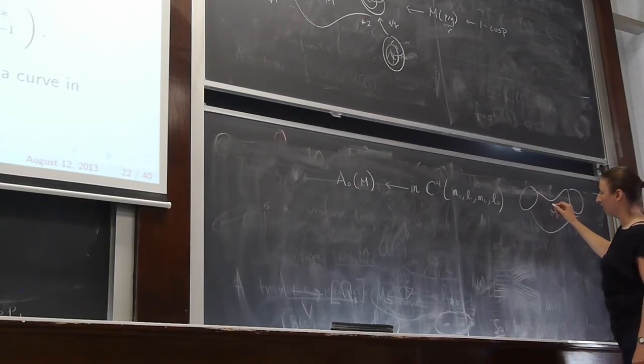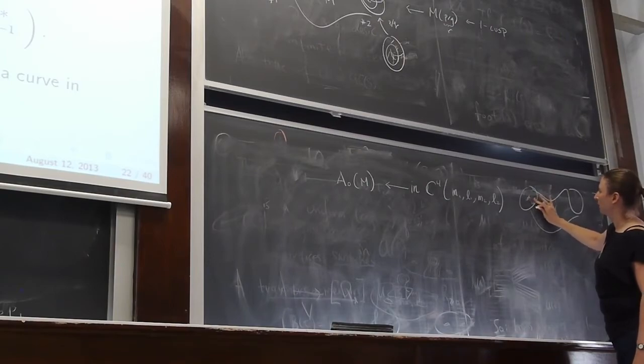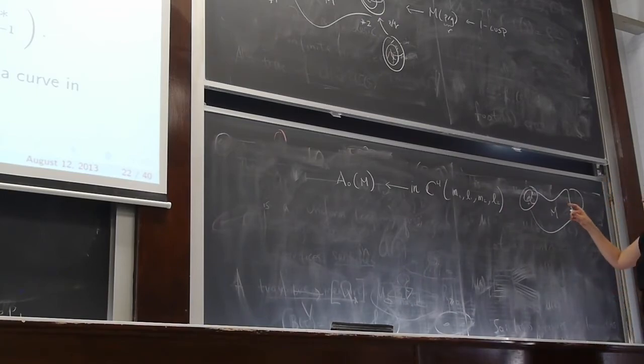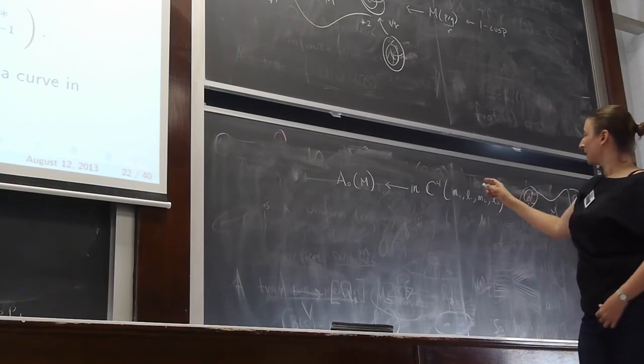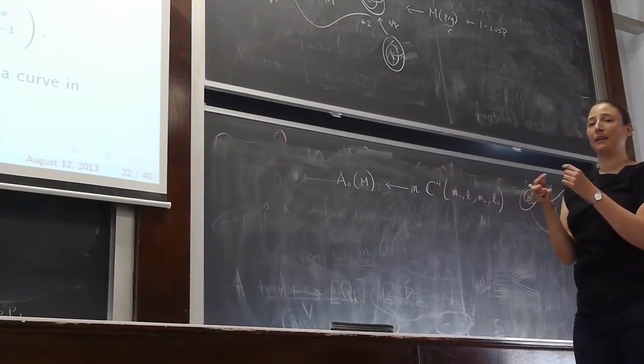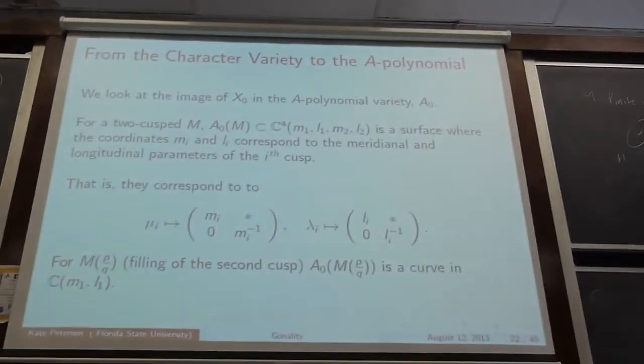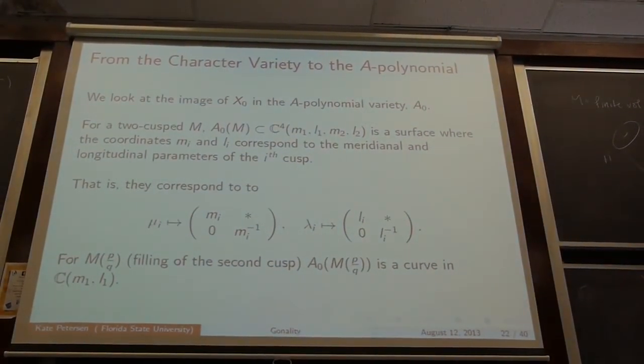Okay, so here's my M, and the meridian and longitude, I'm using M and L to mean several things, but I don't want to introduce too much new notation. So technically speaking, what I'm looking at is I have an inclusion map of the fundamental group of these boundary components into the fundamental group of M that induces a map from the character variety of M to a set in the coordinates m1, l1, m2, l2.